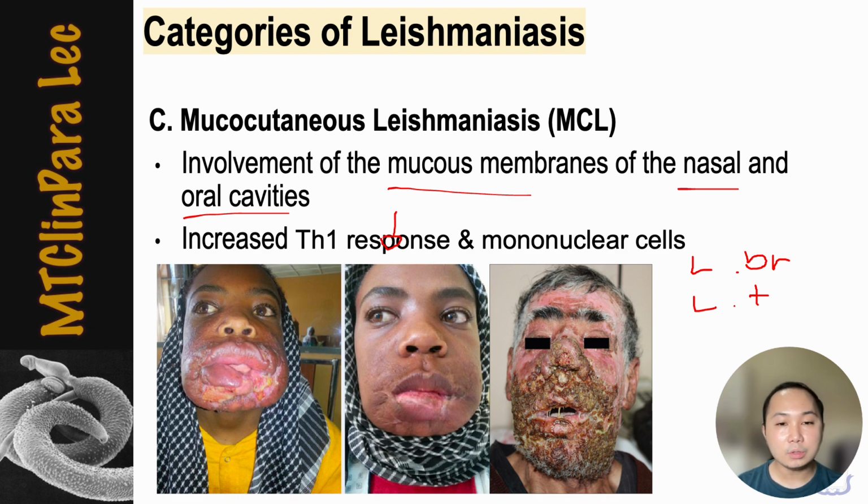So kindly take note later on once we discuss your Montenegro skin test. According to the book, your MCL have increased mononuclear cells in the bloodstream. Examples of mononuclear cells are your lymphocytes and monocytes.